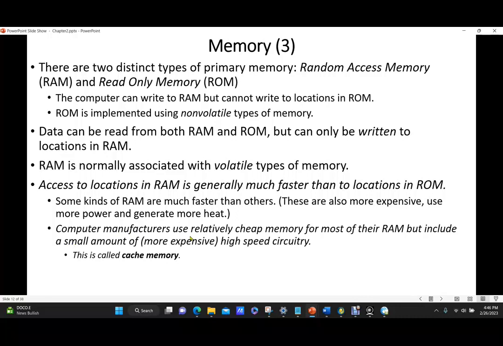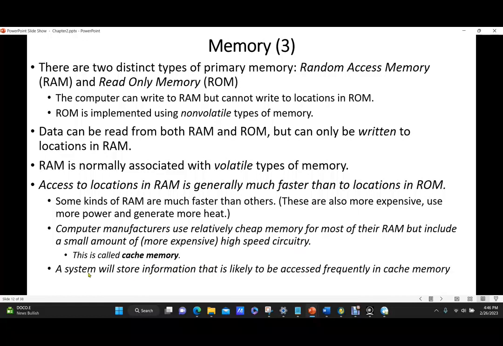Computer manufacturers design systems with relatively cheap memory for most of the RAM, but they include a small amount of more expensive high-speed circuitry called cache memory. A system will store information more likely to be accessed frequently in cache memory.